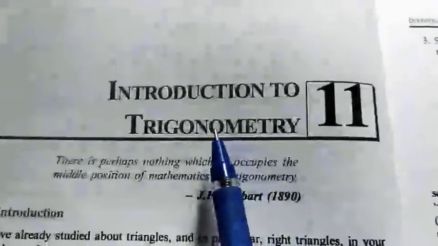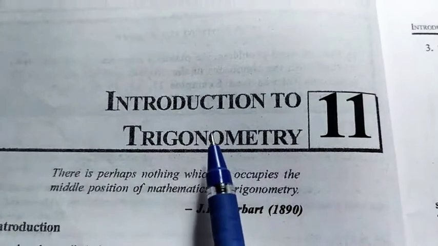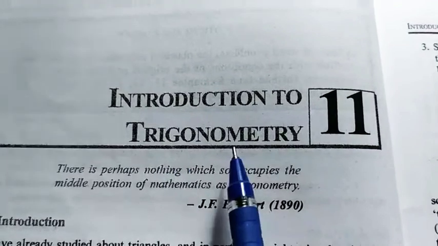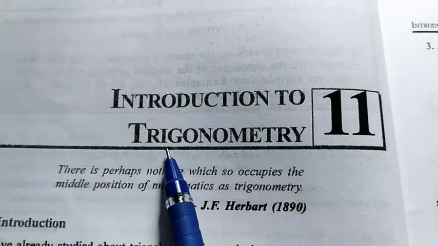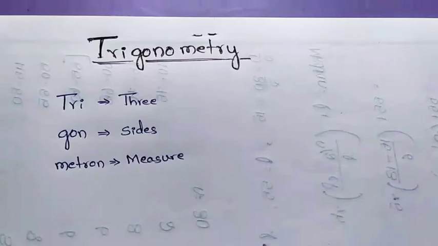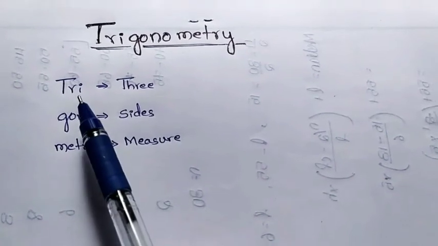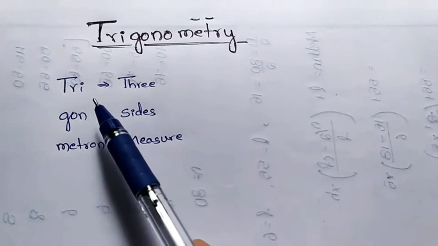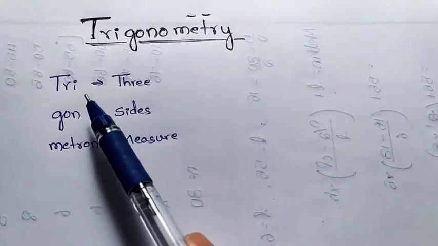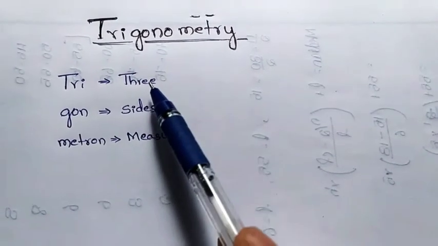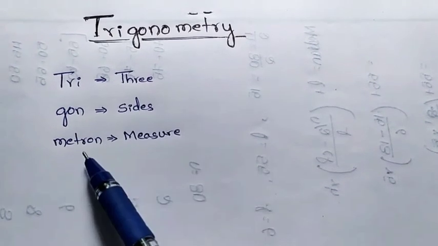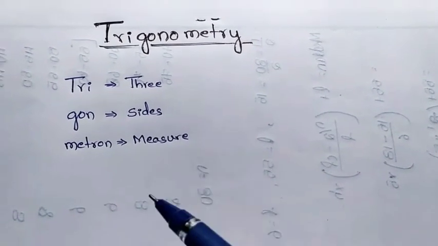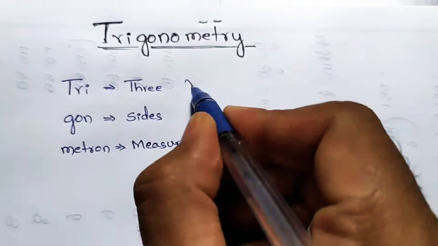Hello students, in this video I am going to start a new chapter, that is Introduction to Trigonometry. So what is the meaning of trigonometry? It is a combination of three words. Tri, or tree you can say, means three; gon means sides; metron means measure. So it is totally three sides measurement.